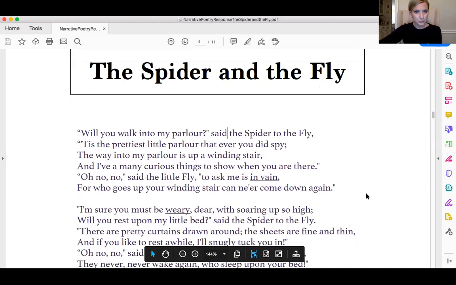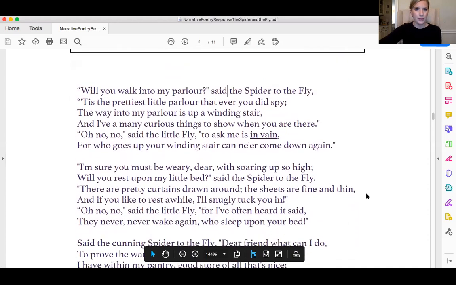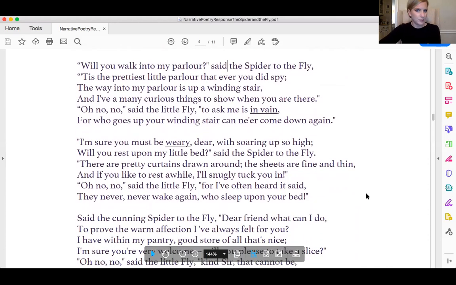The Spider and the Fly. Will you walk into my parlor, said the spider to the fly? 'Tis the prettiest little parlor that ever you did spy. The way into my parlor is up a winding stair, and I've a many curious things to show when you are there. Oh, no, no, no, said the little fly, to ask me is in vain, for who goes up your winding stair can ne'er come down again.